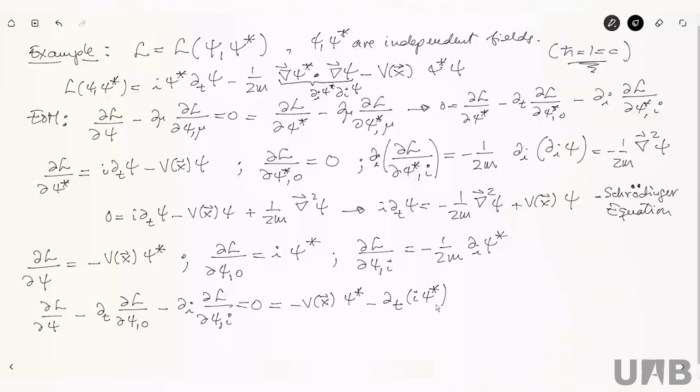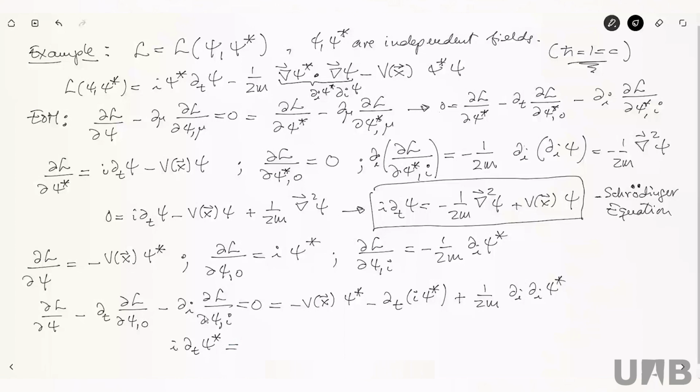Minus derivative with respect to I of this guy. So let me just write minus, and minus gives me a plus 1 over 2m, and then derivative I with respect to this thing. So that's derivative I of the derivative I of psi star. So before we got this equation, and now we have this other equation, which says, let me just pull to the left-hand side this guy. So that's I derivative with respect to time of psi star. I'm pulling this guy to the left-hand side.